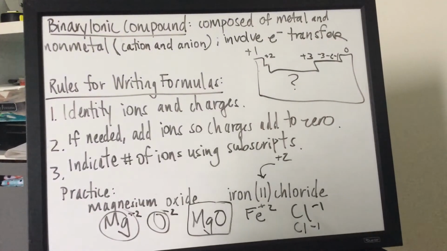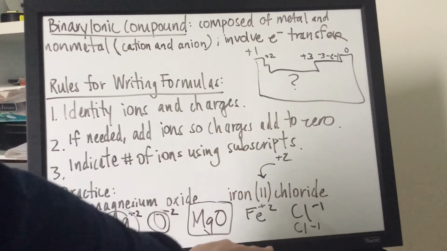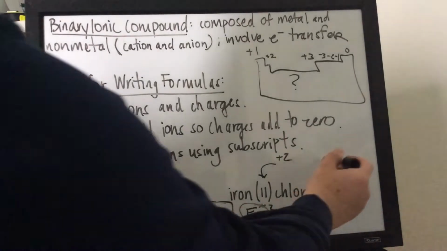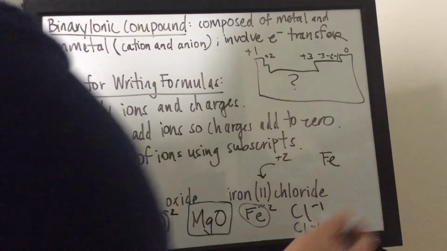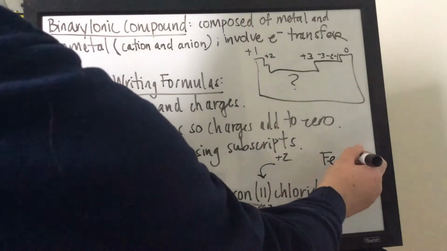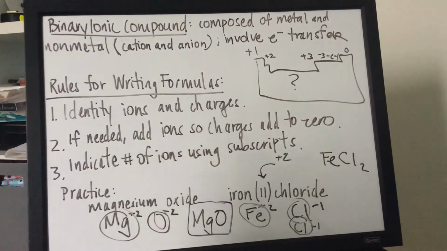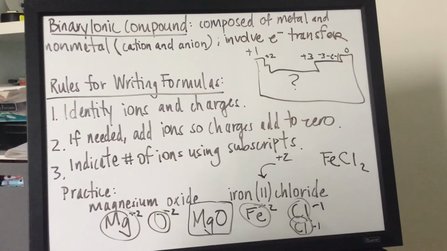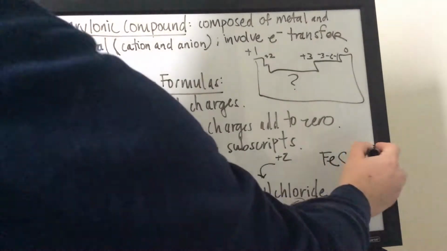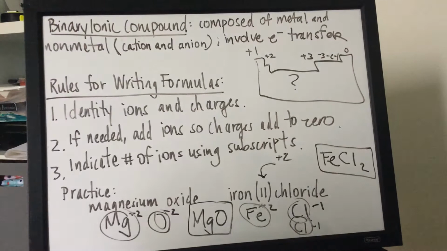And then in my second example, I have Fe plus 2 and Cl minus 1 and Cl minus 1. So when I go to do my formula, how many Fe's do I have? Well, I only have 1, but I have 2 chlorines, so I'm going to write it like this, Cl with a little 2, like that. And so that formula is read as FeCl2, and that's my formula for iron 2 chloride.